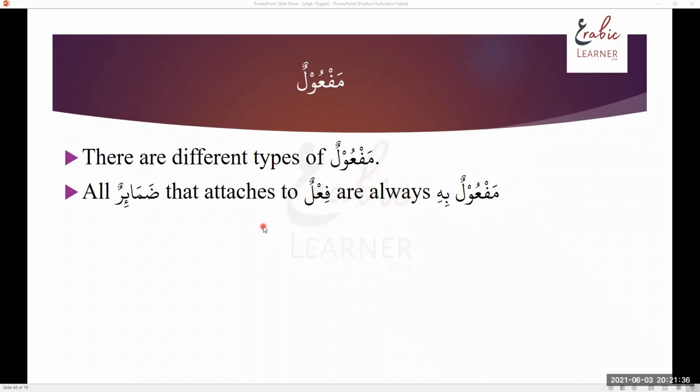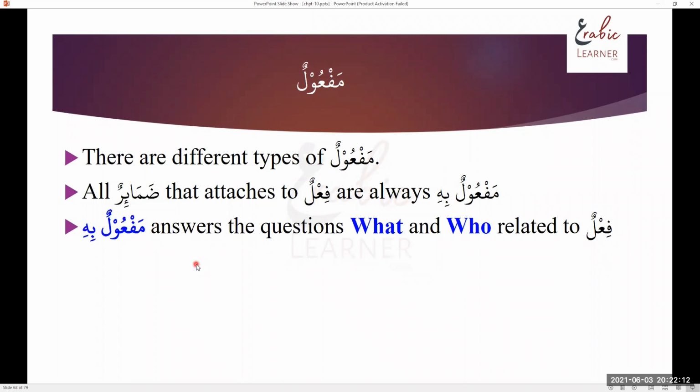And in the same way, Damir gets attached to Faai'l also. So when the Damir attaches to Faai'l, that Damir becomes Mafool Bihi for that Faai'l. Understood, brothers and sisters? So here I'm introducing one type of Mafool which is called Mafool Bihi. Now Mafool Bihi normally answers the question of what and who.